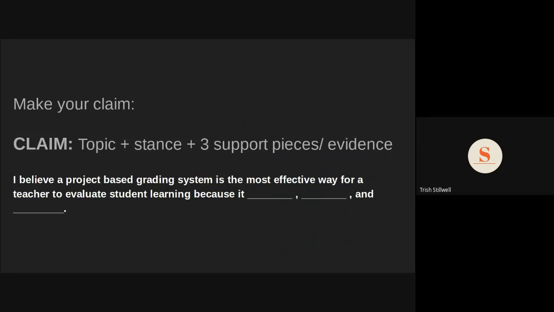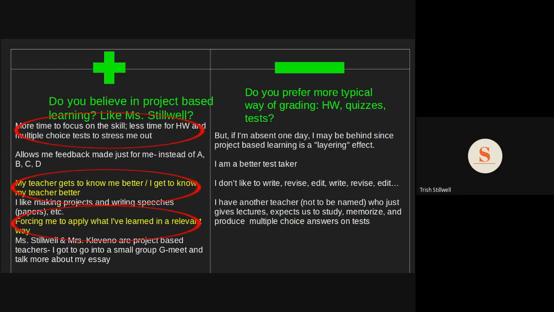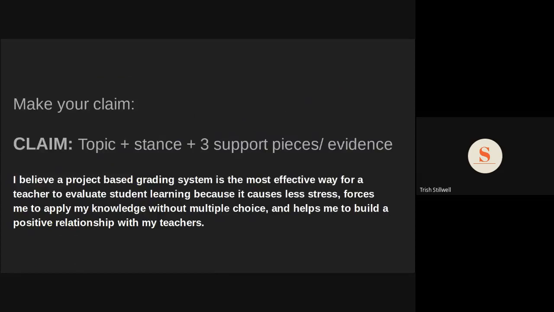OMG, where am I going to get these supporting pieces? Bam. We're going to go back to our T-chart and choose our three strongest points. By choosing the strongest points, it means we have the most to talk about. Ready to fill in the blanks? I believe a project-based grading system is the most effective way for a teacher to evaluate student learning because it causes less stress, forces me to apply my knowledge without multiple choice, and helps me to build a positive relationship with my teachers.